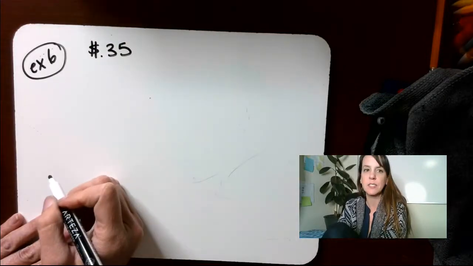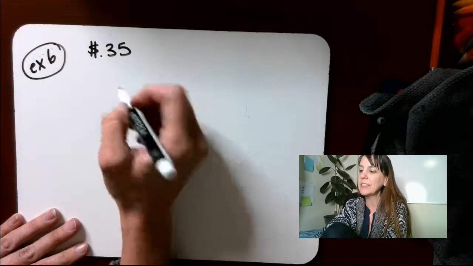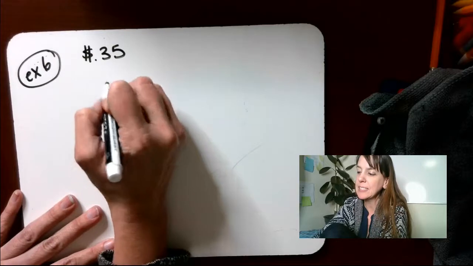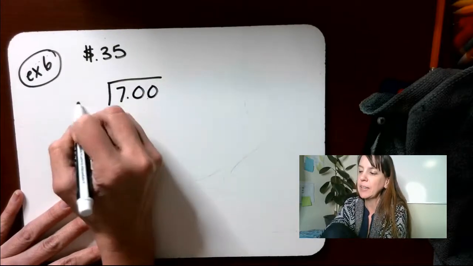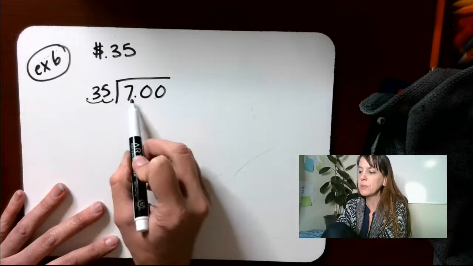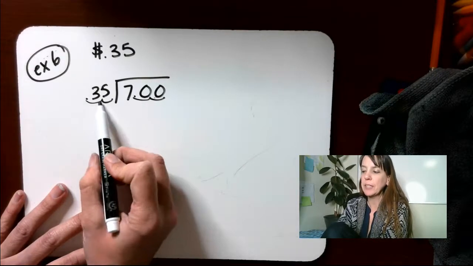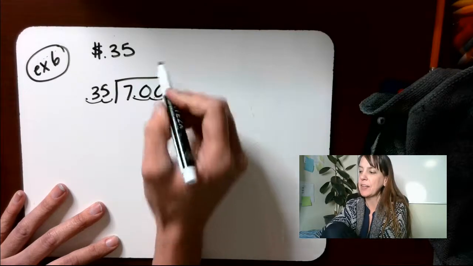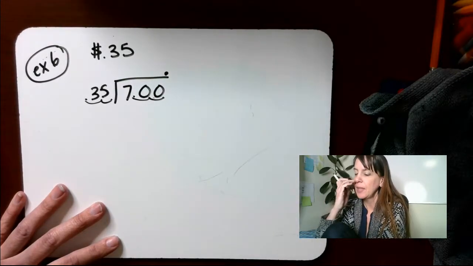So for a word problem, number 6 says, how many 35-cent erasers can be purchased for $7? Well, we're going to take that $7 and we're going to divide it by 35 cents. But again, I can't have our decimal out here, so I'm going to go 1, 2, 1, 2. So the problem really is 35 goes into 700.